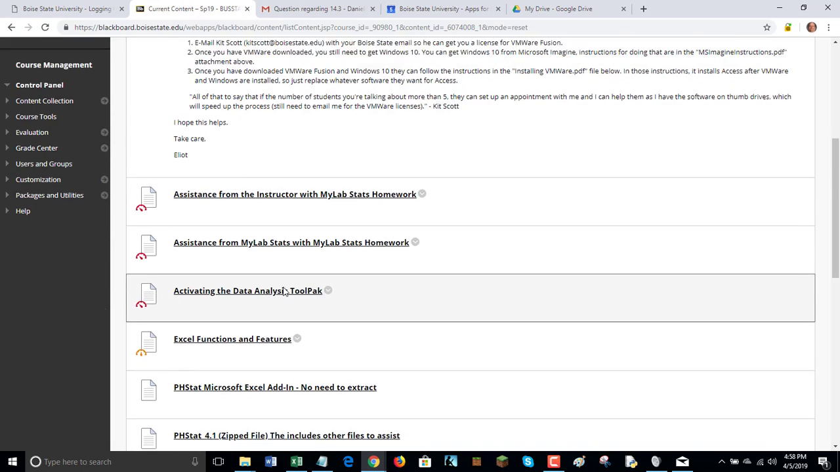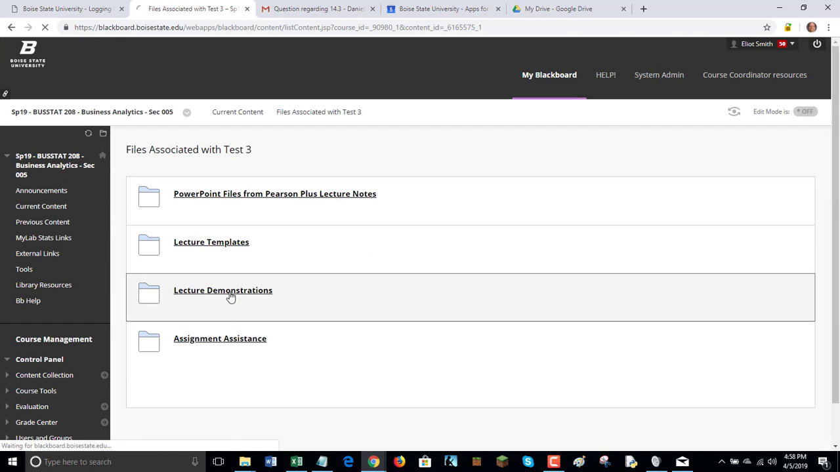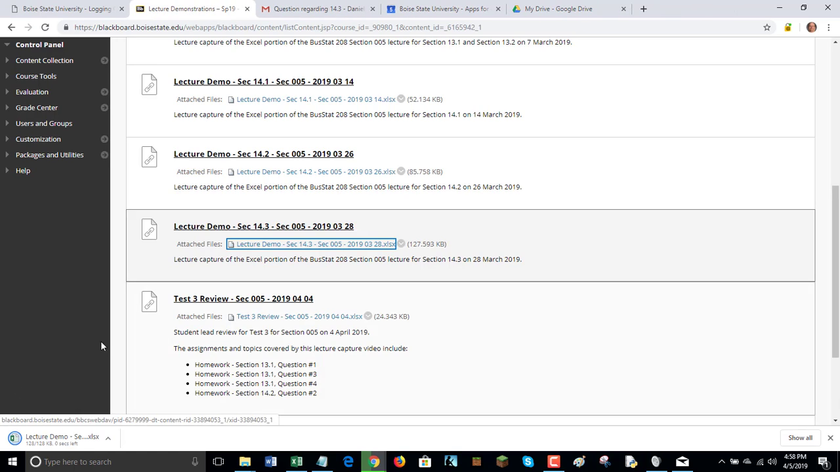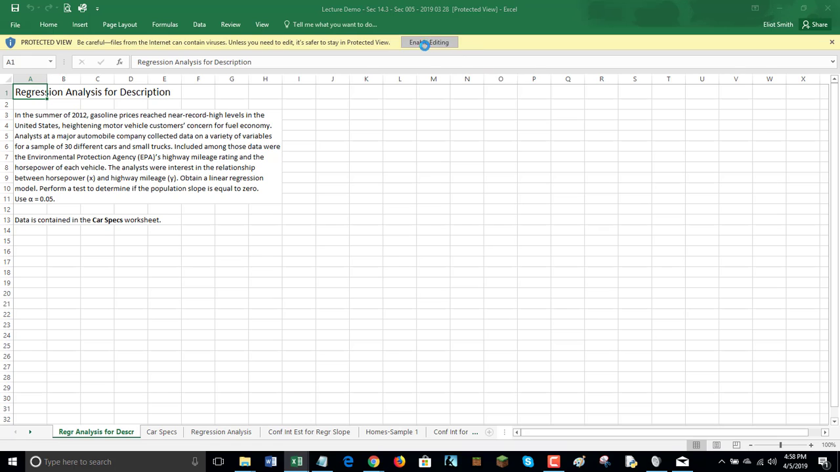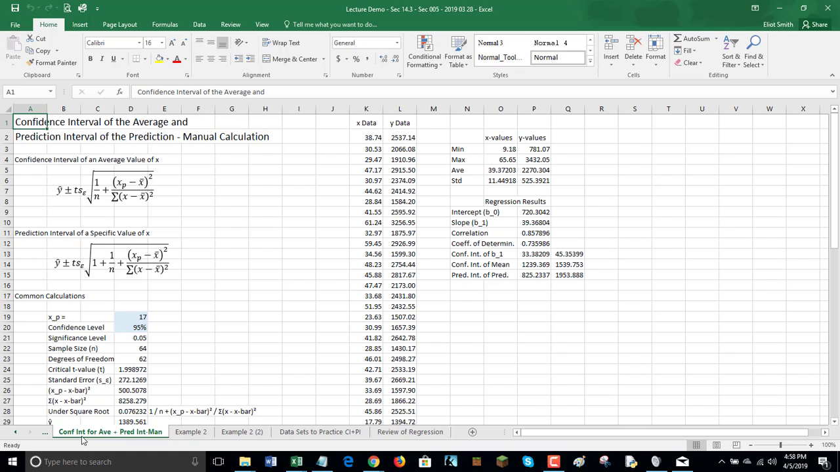All right, so go to course content, then files associated with test 3, lecture demonstrations, find the lecture demo 14.3, download it. And the worksheet we're talking about in this template is near the end. It's right here, confidence interval for AV plus pred int man. That stands for confidence interval of the average and prediction interval of the prediction. Manual calculation, again, because I'm doing it instead of data analysis or PHStat.